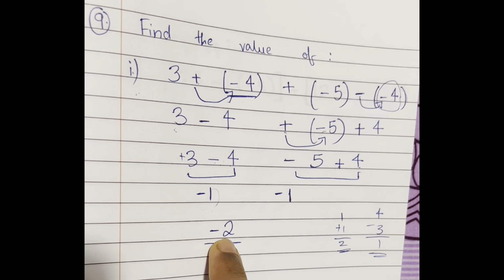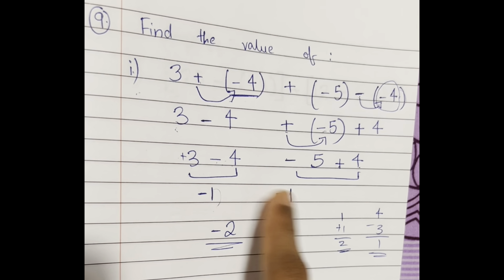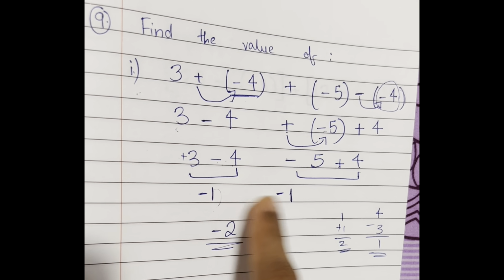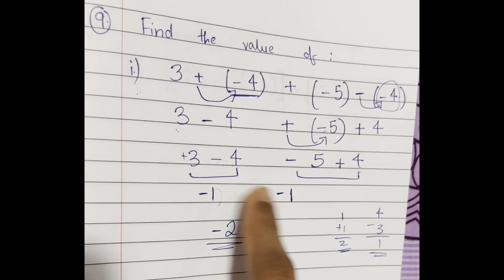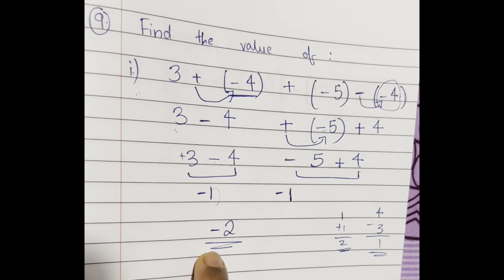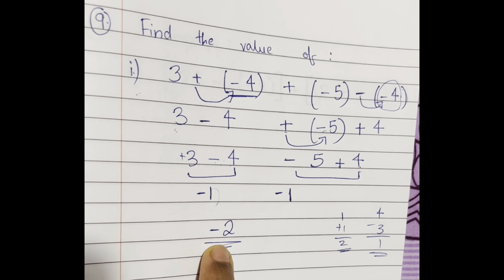1 plus 1 is 2, and put the common sign. Here the common sign is negative. If it was plus 1 plus 1, you would add and put the common sign as plus. But here, since both are negative, you put the common sign as negative. So the answer is minus 2.